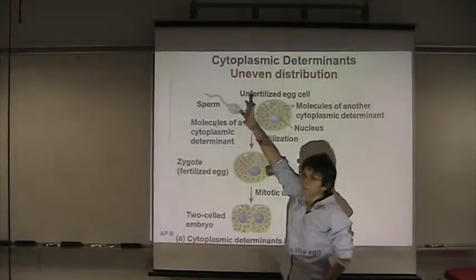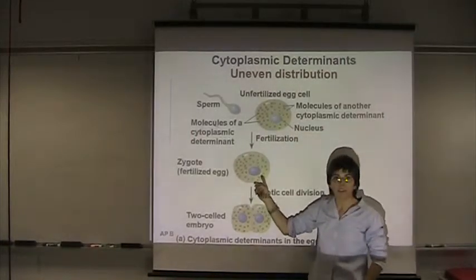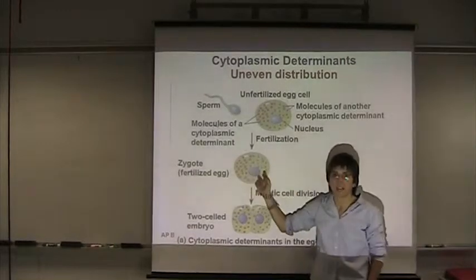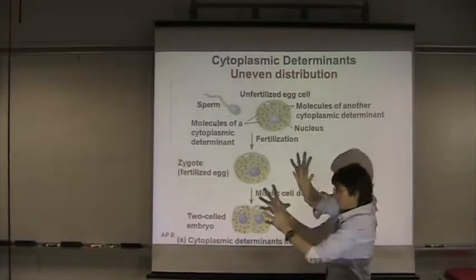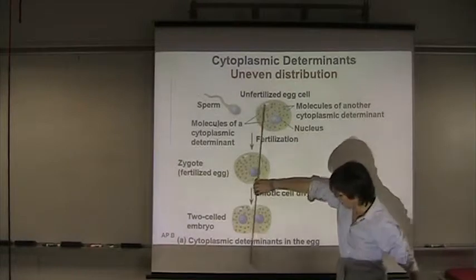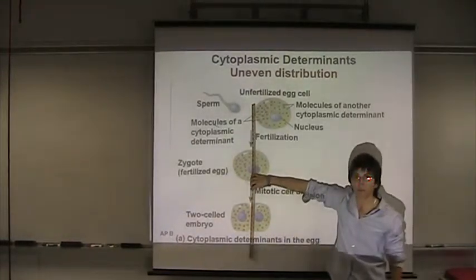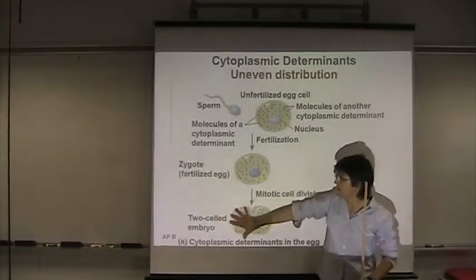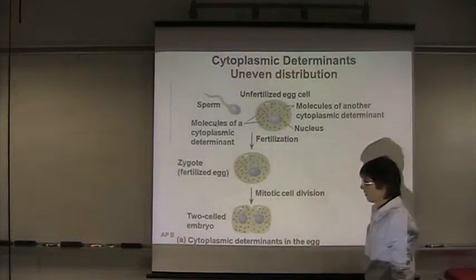Here comes the sperm bringing just the DNA. Fertilization occurs. Now we have a nice zygote. Notice that the distribution of these molecules is still uneven. Now comes the first cleavage. You are going to cleave there, split in half. And when you split in half, notice what happens to the distribution of molecules. One cell ends up mostly with the brown circles, the other one ends up with the green triangles.